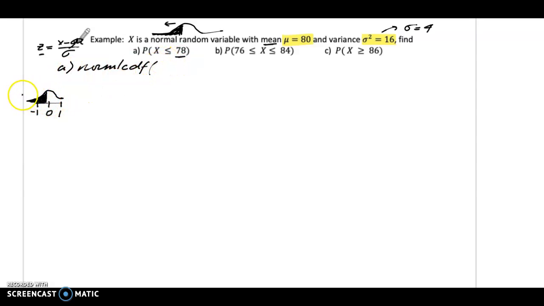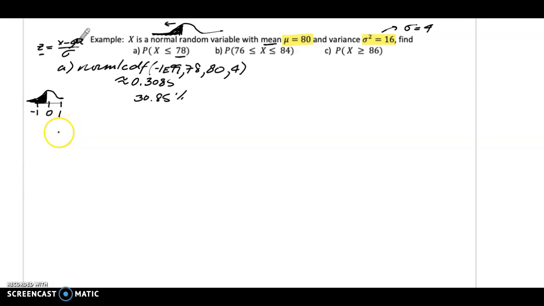But what I would need is a very small number. So -1e99, comma 78, and then I would just put in my 80. I think it would be your mean, and then your standard deviation of 4. And what you'll get is this. This is our probability: 0.3085. So that's a 30.85% chance of it happening.